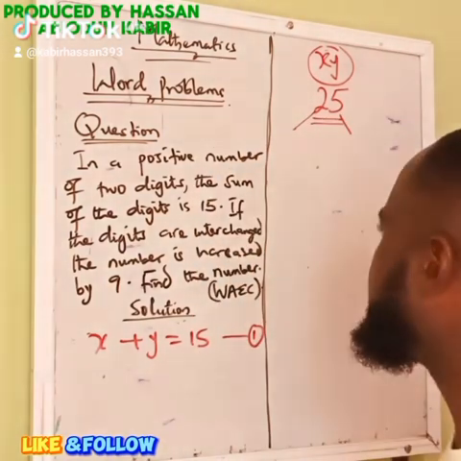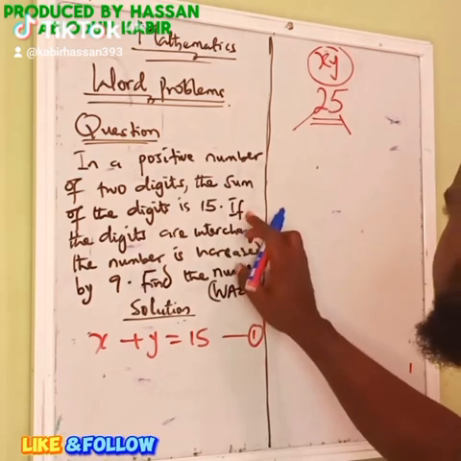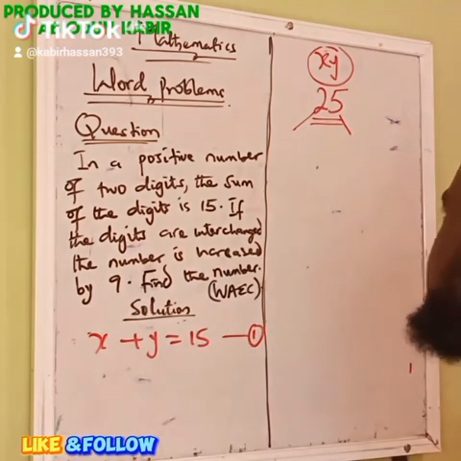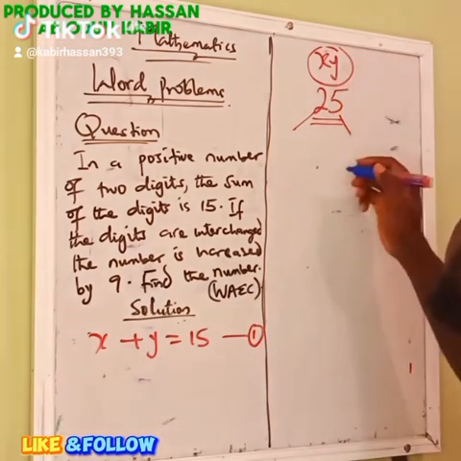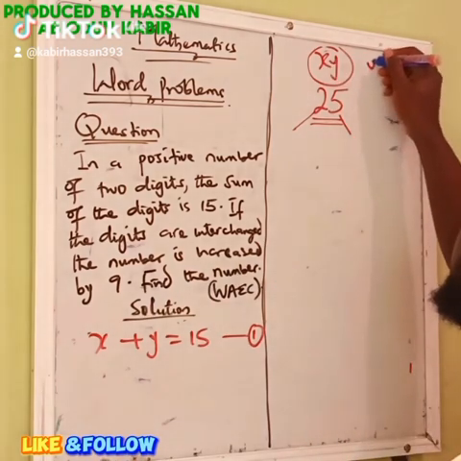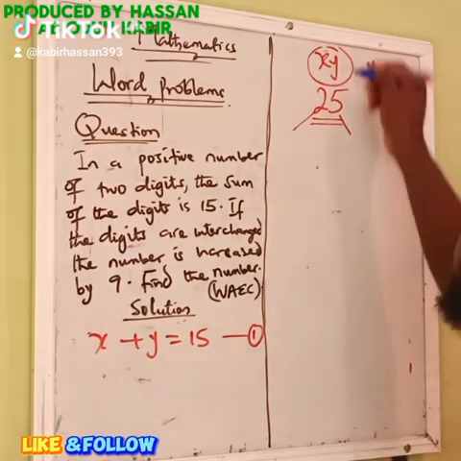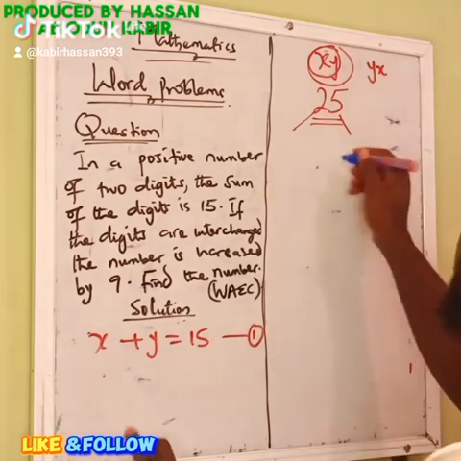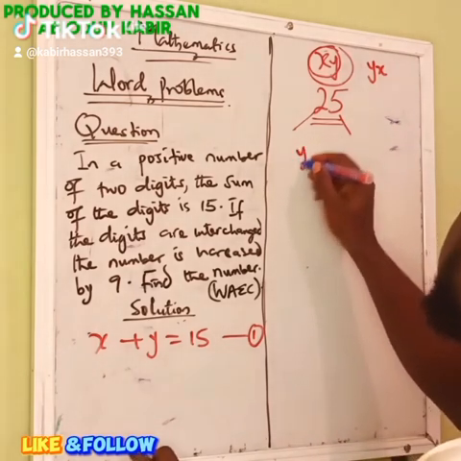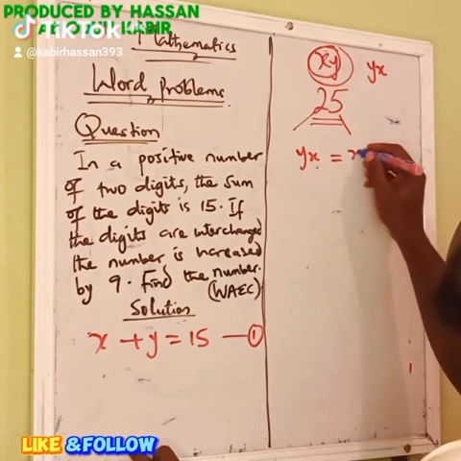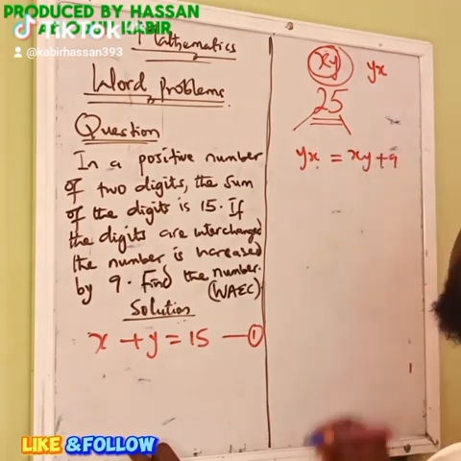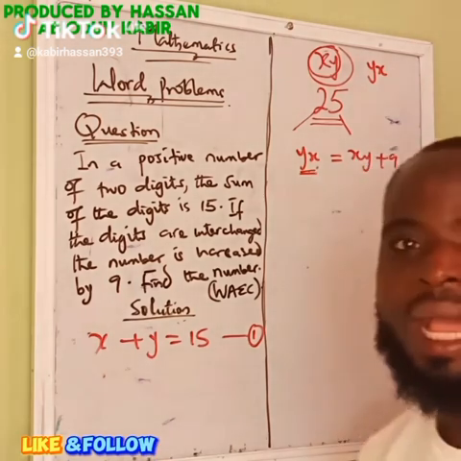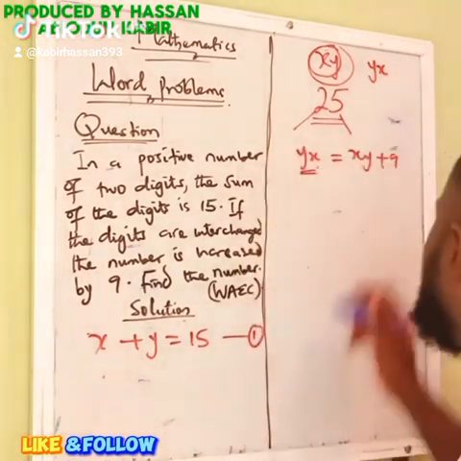Now, let's look at the second statement. The second sentence: if the digits are interchanged, the number is increased by 9. That is, we have xy. If it is now interchanged to yx, then this is increased by 9. Technically, what we should have is yx equal to xy plus 9. When it is interchanged, the original is now increased by 9. But we cannot use this.